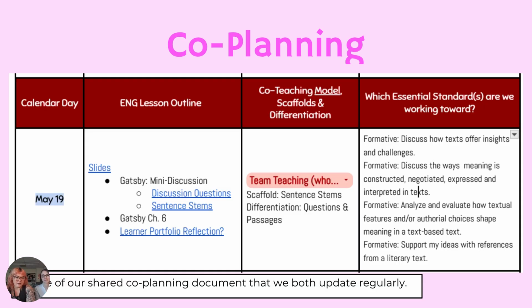Here's a sample of our digital planning document. So this is where we link all of our resources and plan what each lesson looks like in the scope of the unit. We also intentionally plan for co-teaching models, scaffolds, and differentiation for each lesson. And we plan for the essential standards that we're working toward and identify whether those are standards that we are teaching, practicing, formatively or summatively assessing, or reassessing.